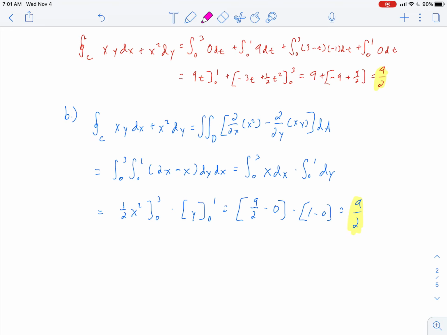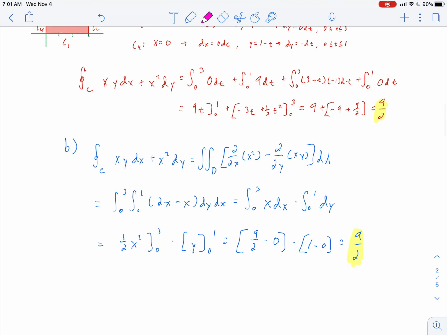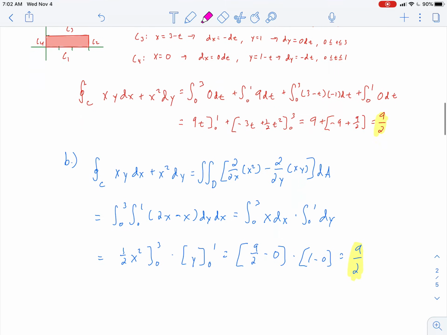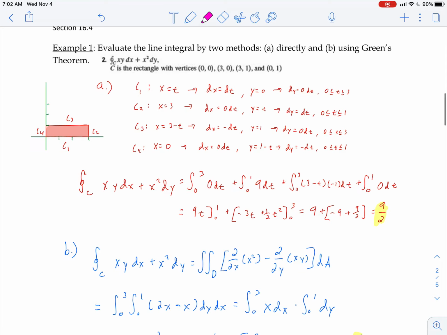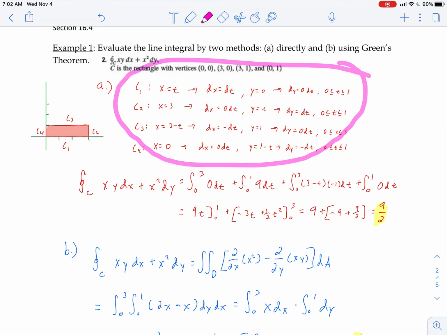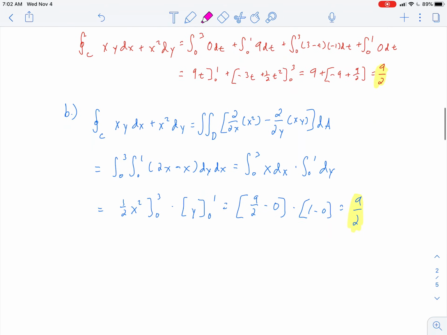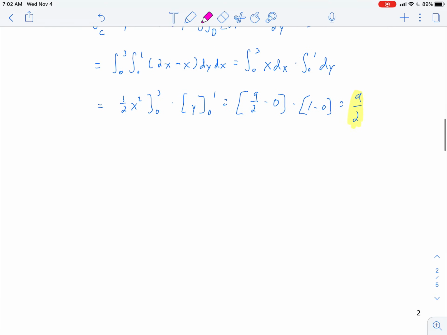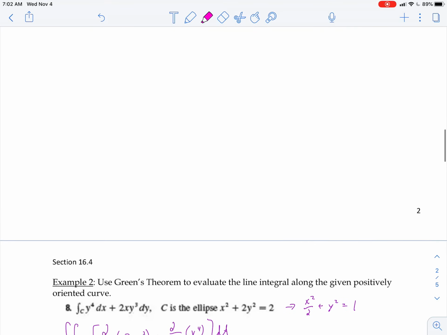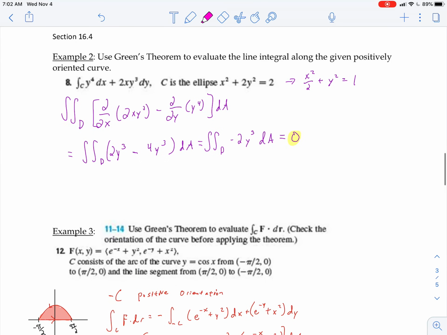So here you can see that through both methods, either going directly or using Green's theorem, we get the same value. But again, without having to find all of this, I can find the line integral just using Green's theorem. So again, Green's theorem is very useful. Let's go ahead and do the next page too, because I don't think that took too long. No, we'll stop.